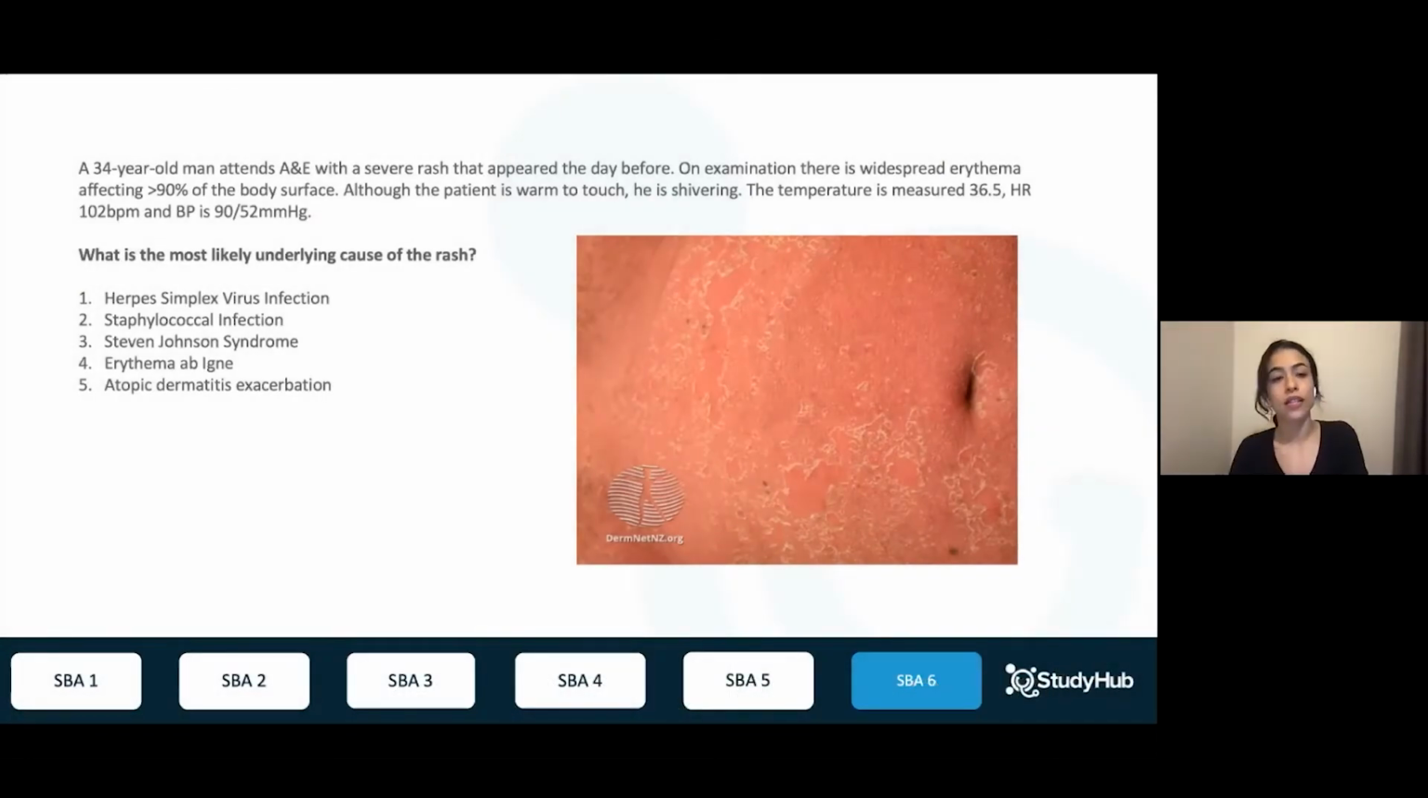Oh, that is so interesting. Okay. Can someone tell me in the comments why you think it is staphylococcal infection? Just out of curiosity. To be fair, this is a harder question. So the answer is atopic dermatitis exacerbation. And to have got that, you would have needed to know what's going on in this patient. Does anyone know what the underlying diagnosis is? Throw it in the chat.